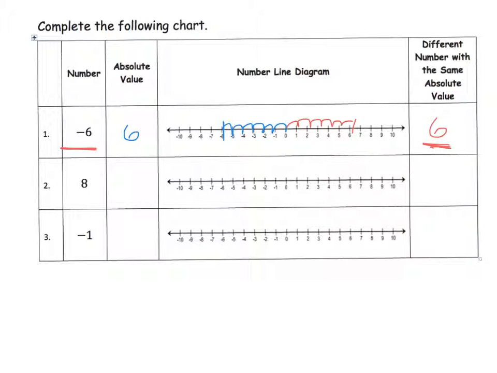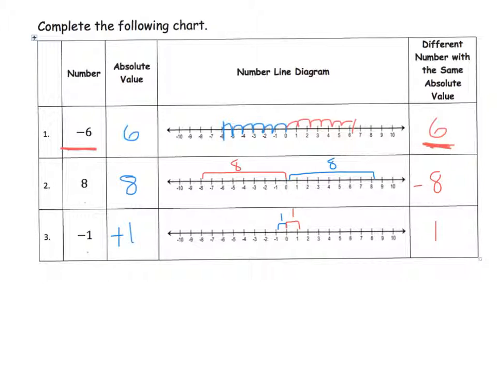I think this is pretty easy. It seems common sense to me. Okay, so pause it and do these next 2. All right, how did you do? 8 is 8 units away from 0, as is -8. And here's my number line diagram to show that. Oops, I wrote that wrong.